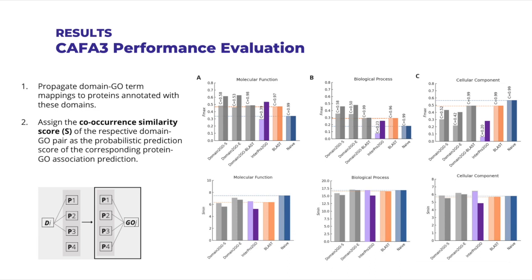This highlights the benefit of combining different data sources and utilizing a larger knowledge space. The second line plots display the S-min performance of these methods, providing insights into their ability to make accurate and specific predictions, as this measure depends on the information content of the predicted GO terms. In the partial evaluation mode, Domain2GO outperformed the baseline predictors for all GO categories.